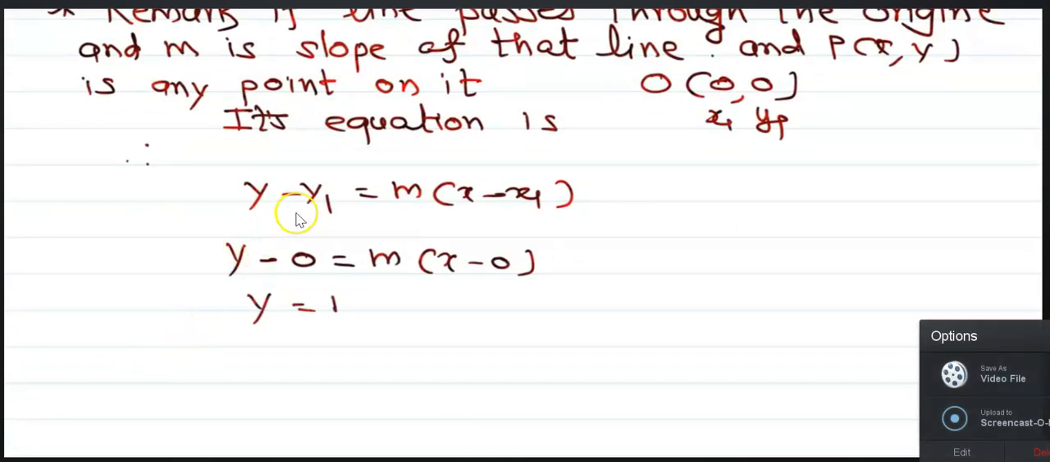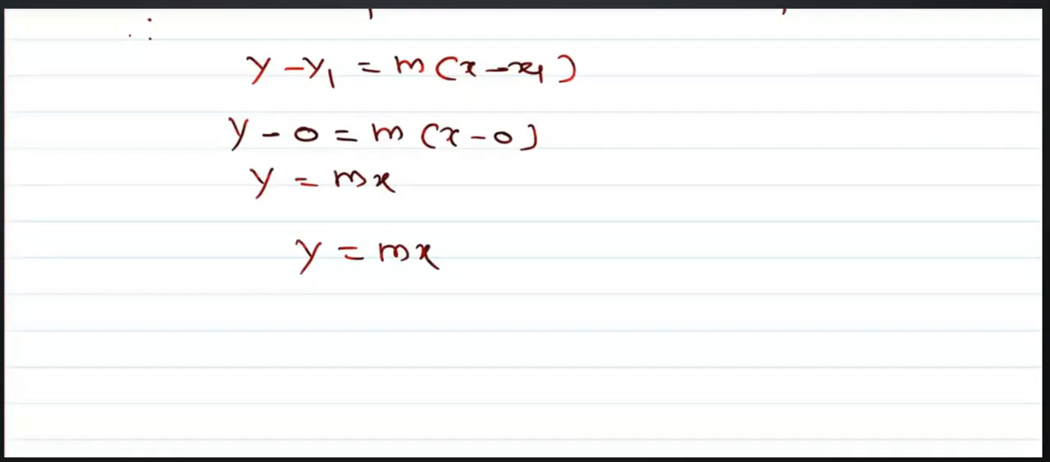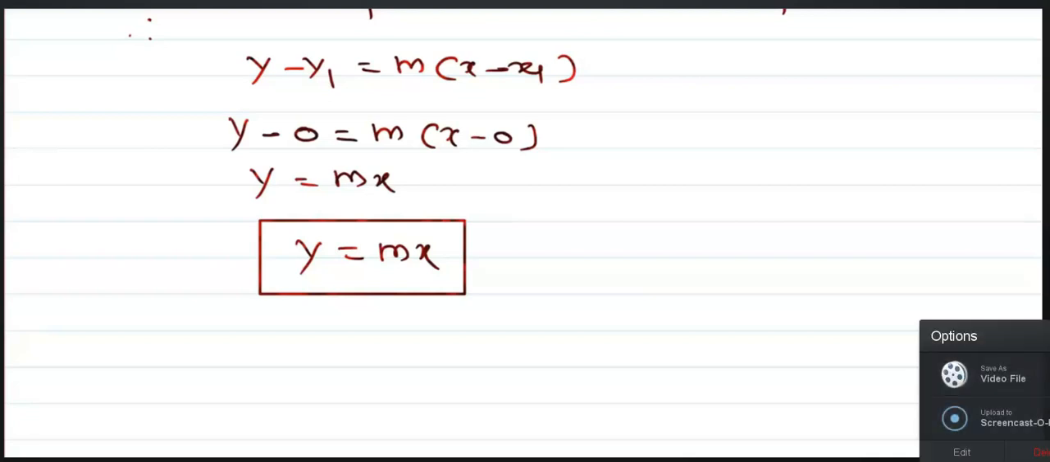Substitute the value of x1, y1 as 0 and 0. Therefore y minus 0 means y, m in bracket x minus 0 means m into x. Therefore y is equal to mx. This is the equation of a line that passes through the origin. This is a very important result when we solve a number of problems.